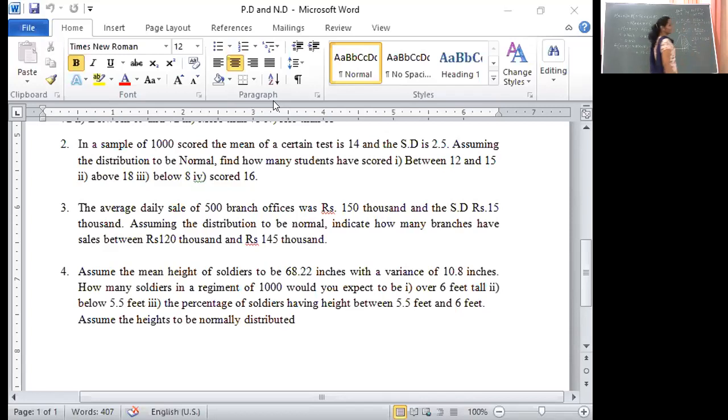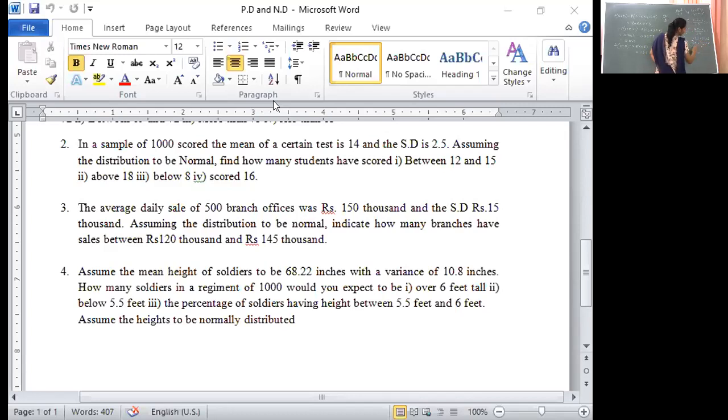We have taken 16.5. 16.5 is considered as 16 only. Here, instead of taking 15.6, we have taken 15.5. Why? We have taken continuous class intervals, that is upper limit minus lower limit. Then the next value, if I want to compute, I will consider it as 16.5 less than or equal to x less than or equal to 17.5. Then I will consider this as 17, this as 16.